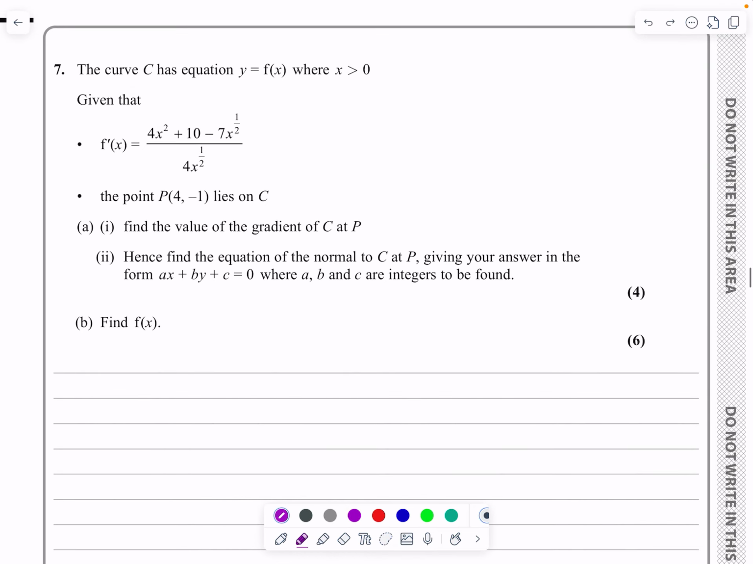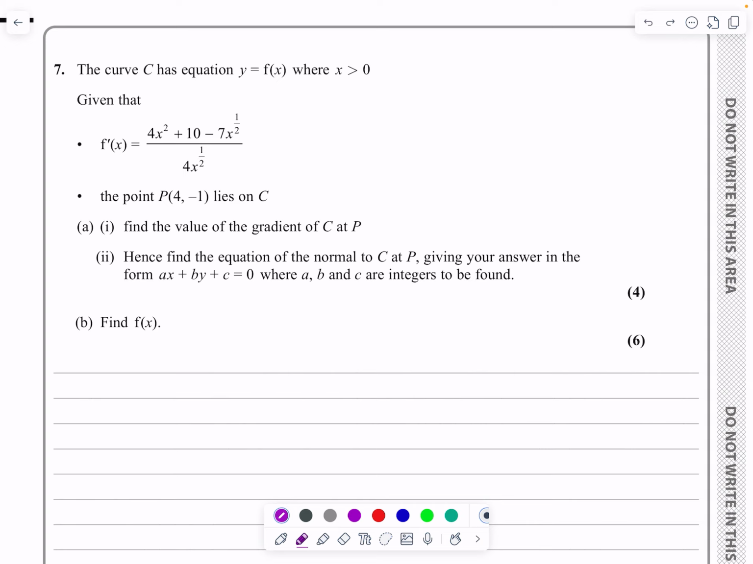Okay, this is the P1 paper from October 2023. It's question number 7, and this is a question where we're going to be working out an equation of a normal, which is out of the differentiation chapter, and we're also going to be using integration to find f(x) if we already know what f'(x) is. So let's have a look at the question and get started.